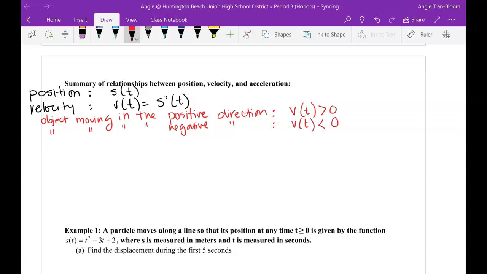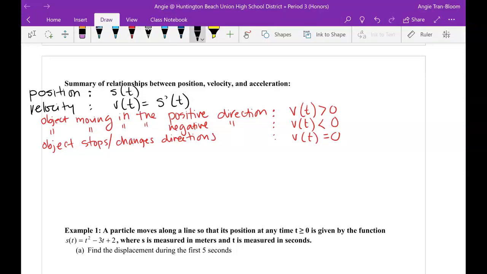Then it sometimes asks you when the object stops or changes direction. That means when the velocity is exactly 0. Okay, so that's what you need to know about velocity.